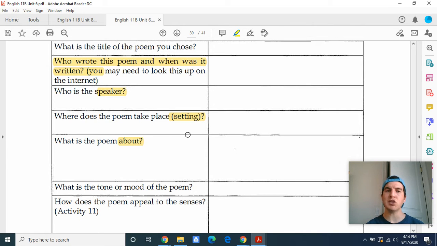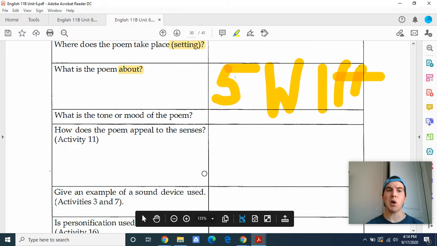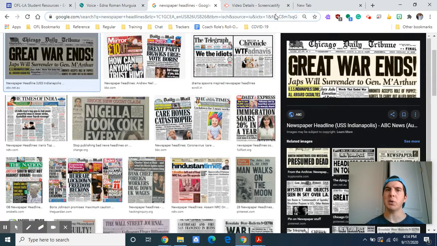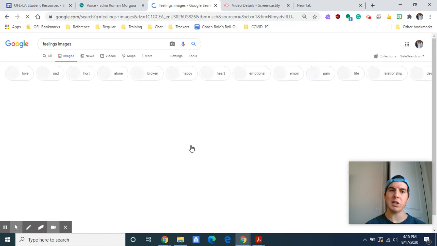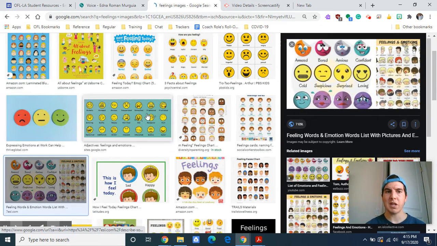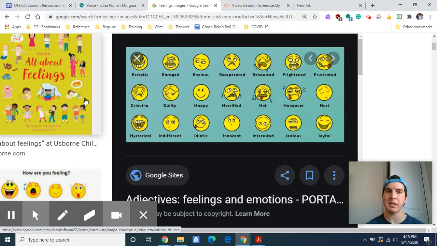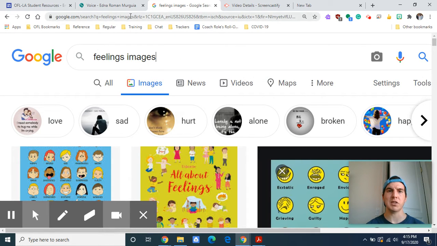What's the poem about? This is where you write in the 5 W's and the 1 H, and I know we've talked about that before. What's the tone or the mood of the poem? Basically, what's the feeling of the poem? If you do a quick Google search of feelings images, you can find an emoji that you think will work best for you. You can just say what was the feeling that you got from it when you were looking at it. Were you feeling ecstatic, enraged, envious, exasperated?